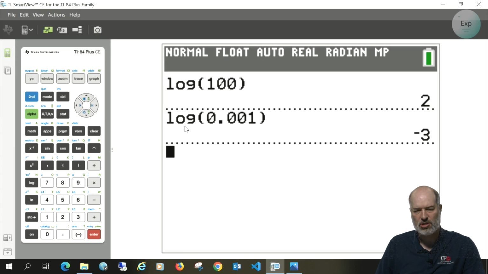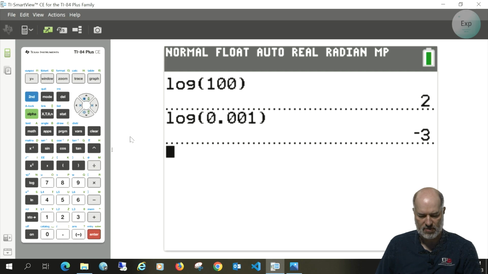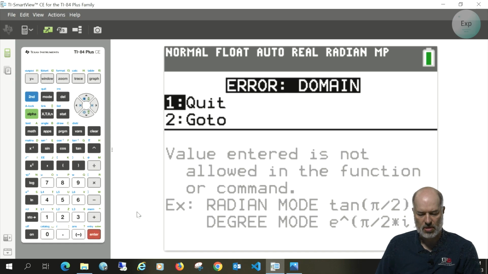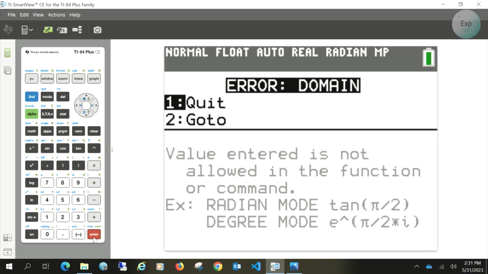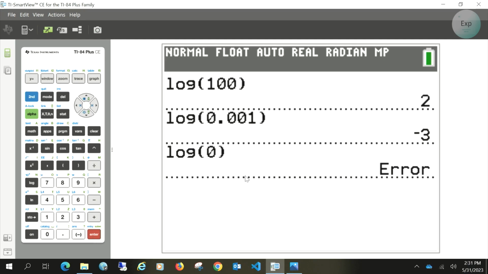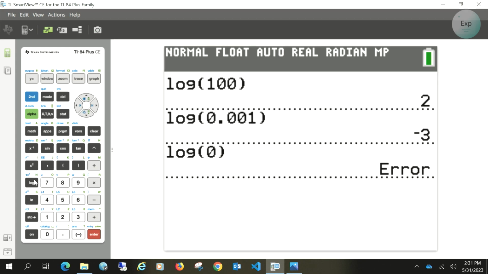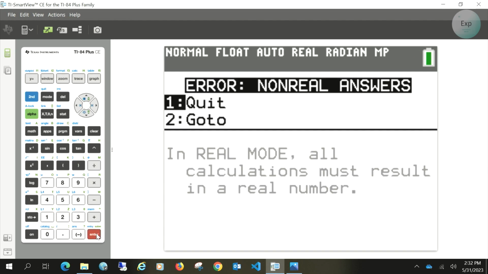The logarithmic function is only defined for positive values of the input, and so if I attempt to evaluate log base 10 of 0, I get an error. 0 is not in the domain of the logarithmic function, so I have to quit out to get back to the main screen. Can't take a log of a negative number either. Negative numbers are also not in the domain.